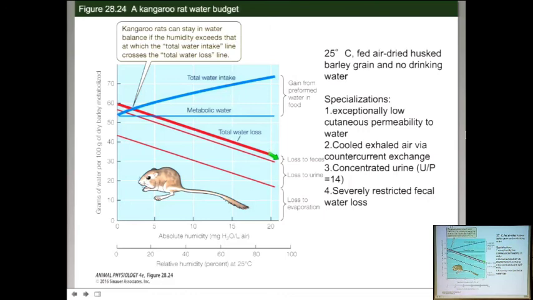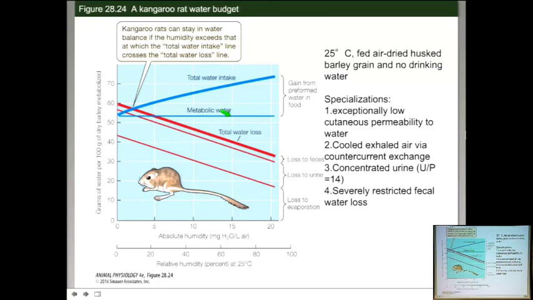Now, if we look at the metabolic water that's being produced, this is the H2O that comes from oxidative metabolism. That's here, this thin blue line. That thin blue line is more or less constant across the humidity. The metabolic rate does not change. The water that they gain from food, even though it's dry food, still has water molecules trapped in it.